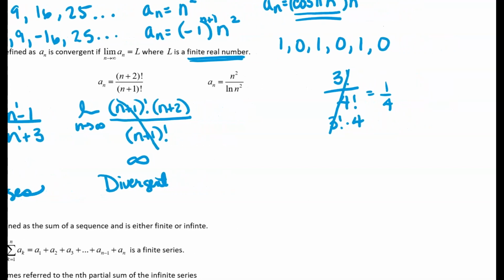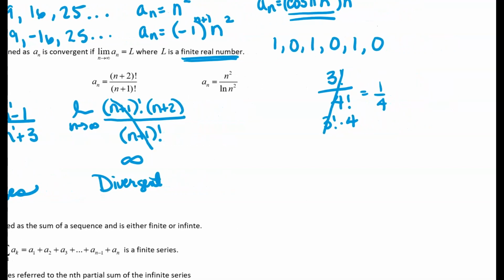This last one I put in because we haven't used our friend L'Hopital in a while. We do have infinity over infinity here. This is an indeterminate form of infinity over infinity. So we can take the derivative of the numerator, take the derivative of the denominator, and reevaluate.